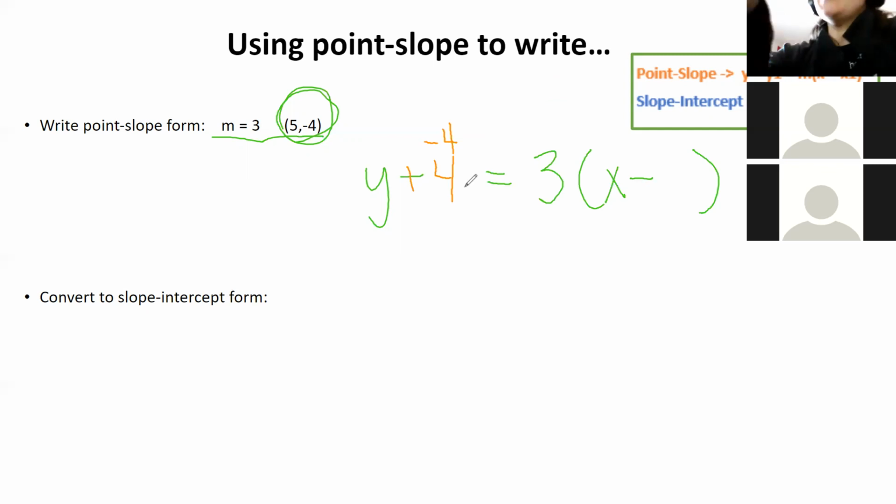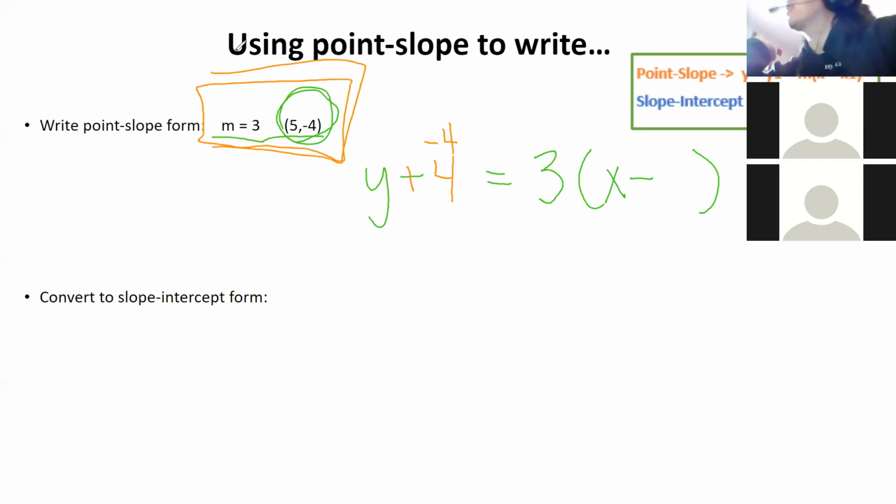What do you guys think? The x is found up here in this information. Which one of those is an x? 5. It's the only one we haven't used yet, right? The 5 goes right in the parentheses. So that's my point slope formula.